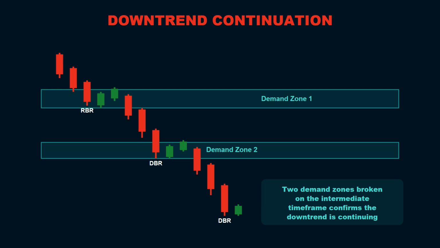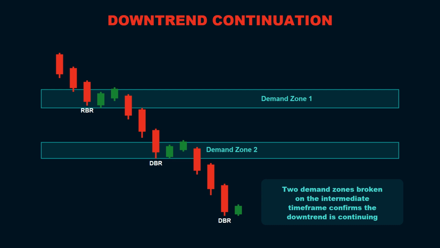Here's the filter. In a downtrend, watch what happens when price rallies back up into a demand zone and breaks through it. On its own, that's not enough information. But if price drops, rallies into a second demand zone and breaks through that one too, that's confirmation. Two demand zones broken in a row on the intermediate time frame means sellers are still firmly in control and the downtrend is continuing, not reversing.